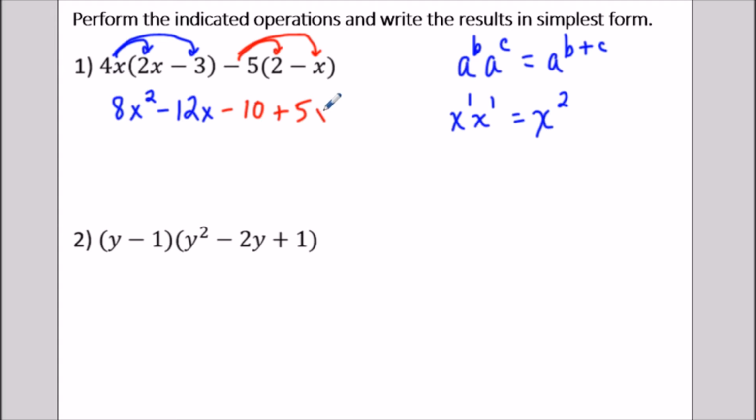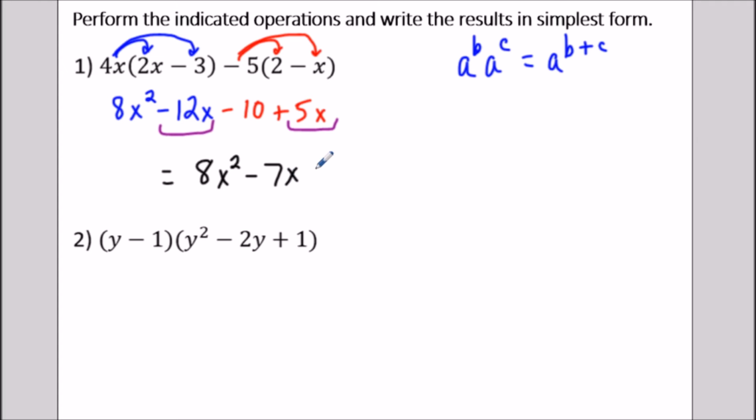Now at this stage of the question, we have to combine like terms, and the only like terms here are the negative 12x and the 5x. So to close this out, the final answer: 8x squared is the only x squared term. Negative 12x plus 5x is negative 7x. And then we have a minus 10 to tack on at the end of the question. So we got 8x squared minus 7x minus 10 for our solution to the first question.